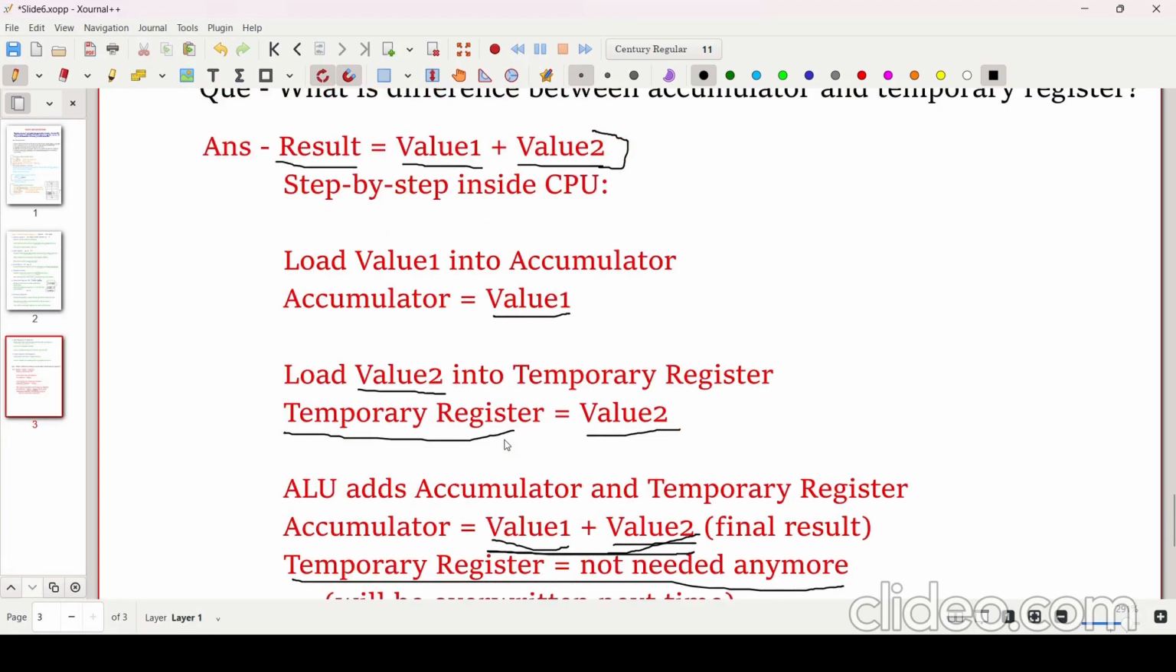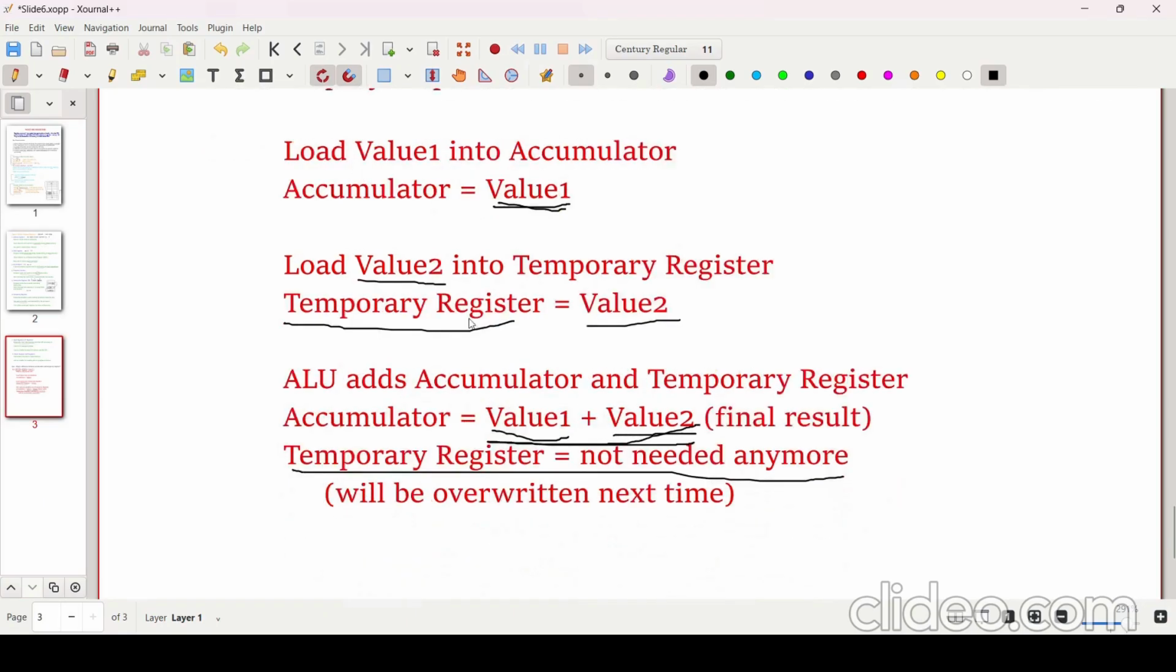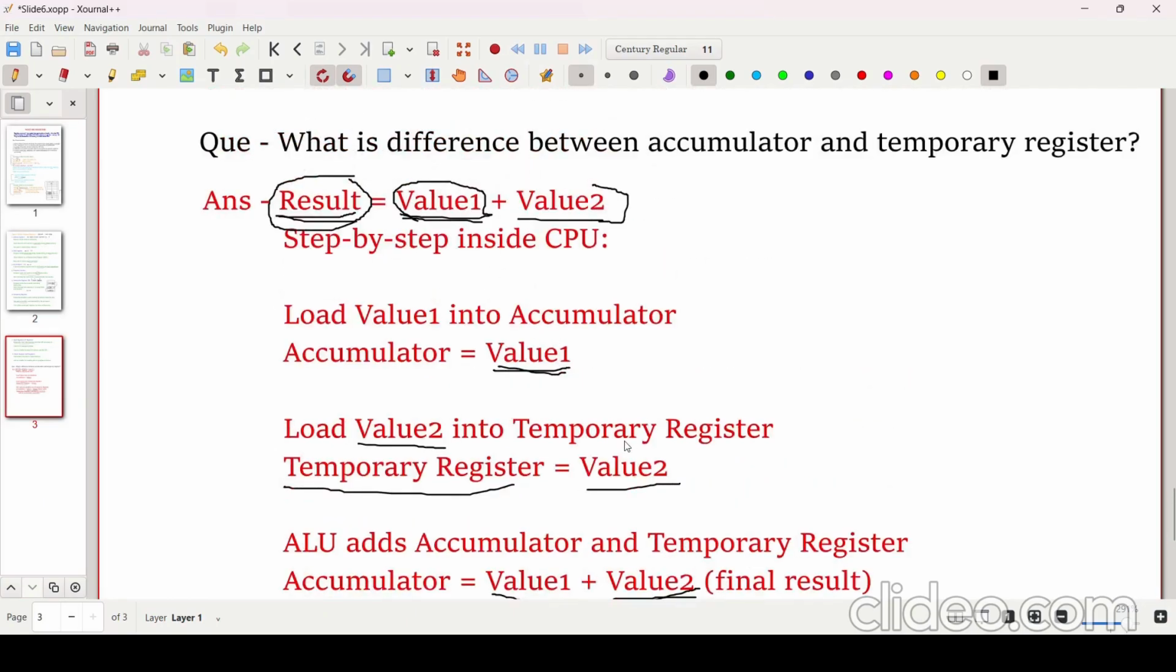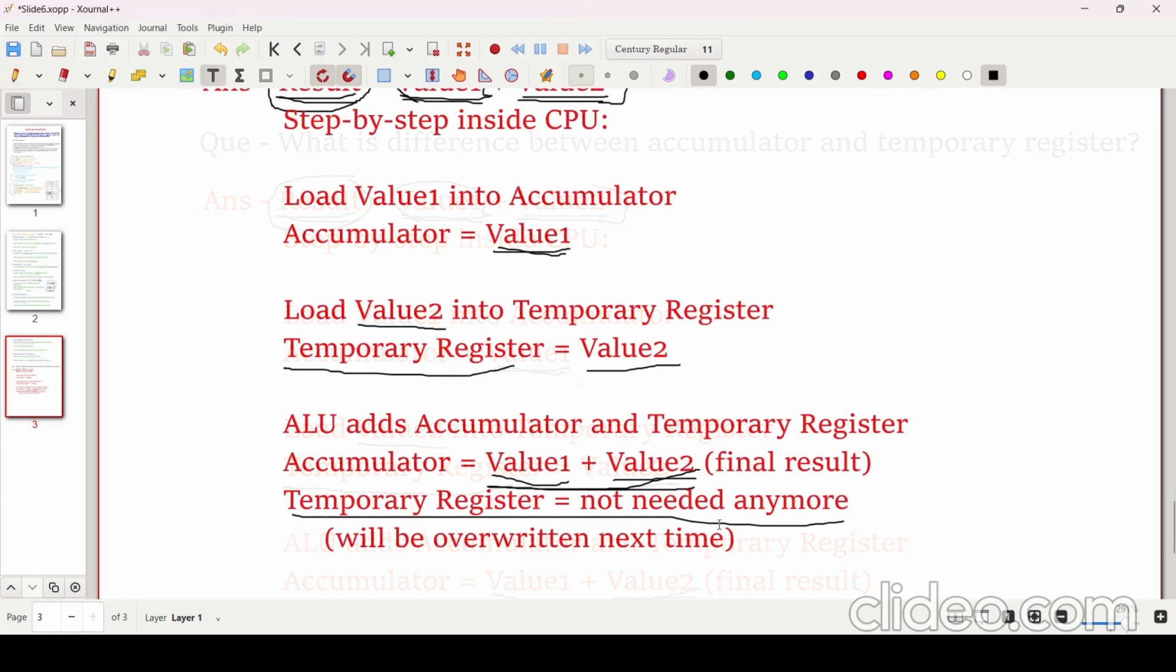So basically you can understand that accumulator holds the initial value and the final destination value. So value 1 here is the initial value, right? And after performing the addition operation, result is the final value. So accumulator is holding the initial value and the final value, this is the result, right? And the temporary register is holding the intermediate result we are getting in this operation, right? So value 2 here is the intermediate value. So temporary register holds that.